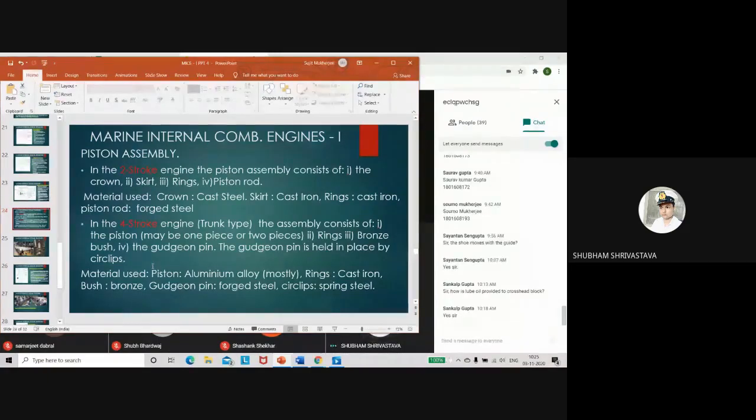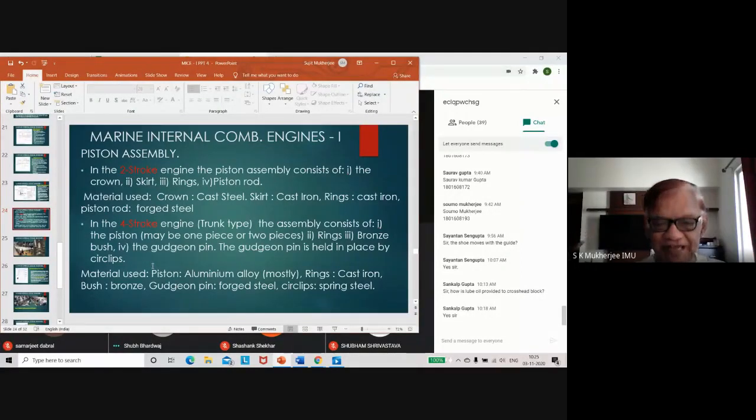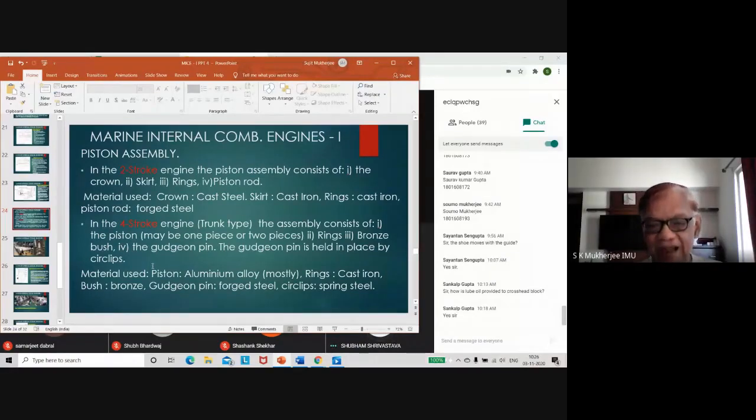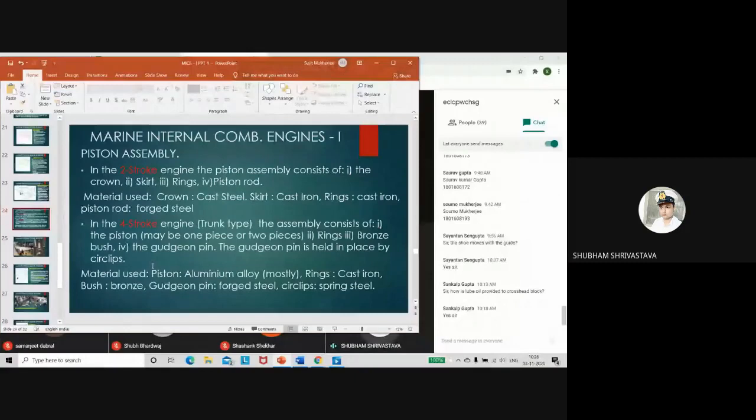Sir, won't it be chromium oxide rather than cadmium oxide? Yes, it is chromium oxide, not cadmium oxide. I was just going to point out. Shubham, that was a good pointer. Cadmium is not used. Yes, chromium oxide. Okay.